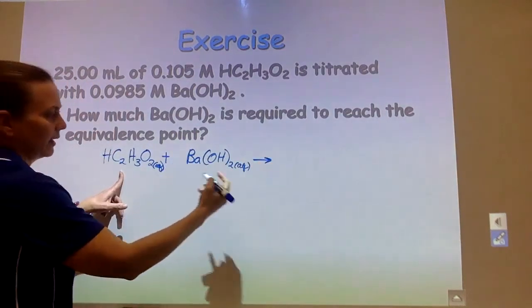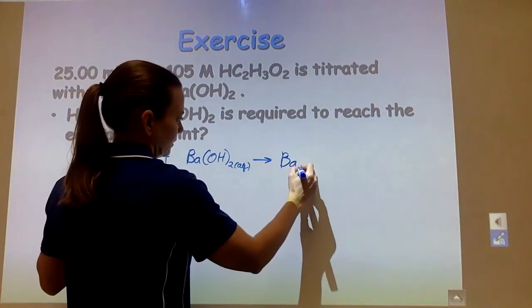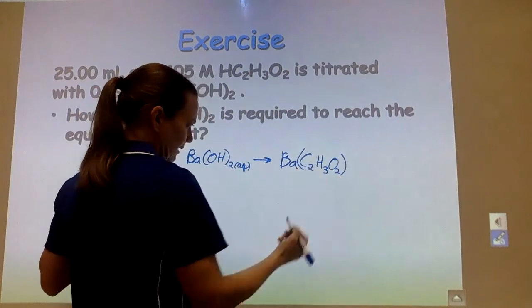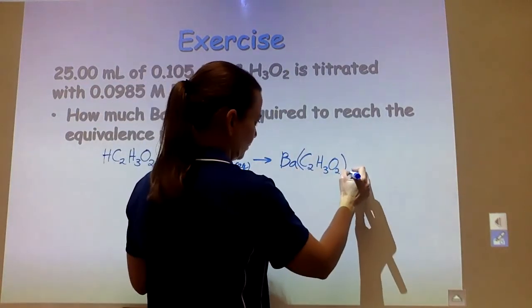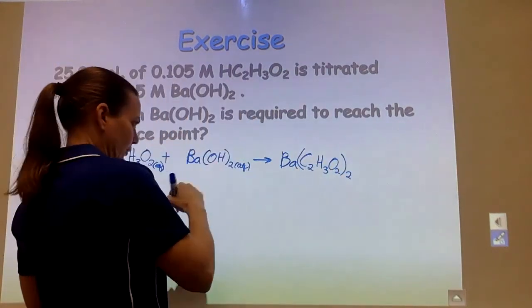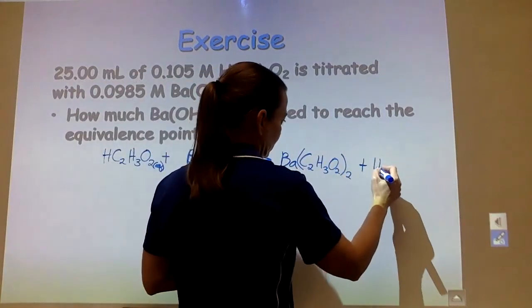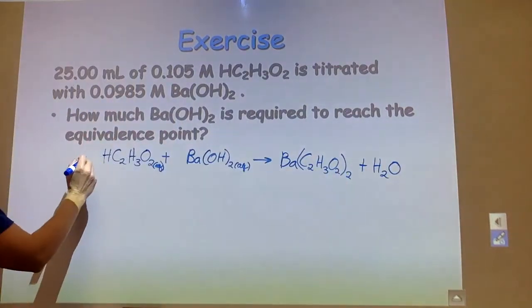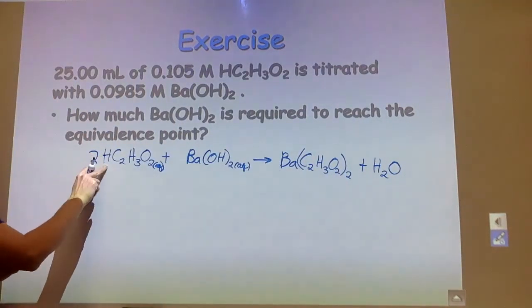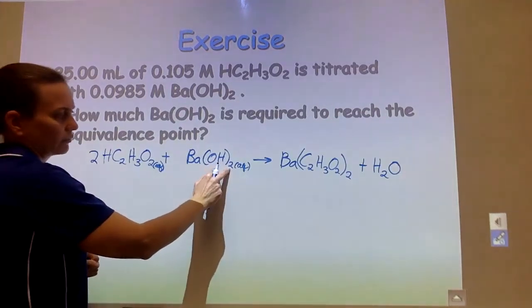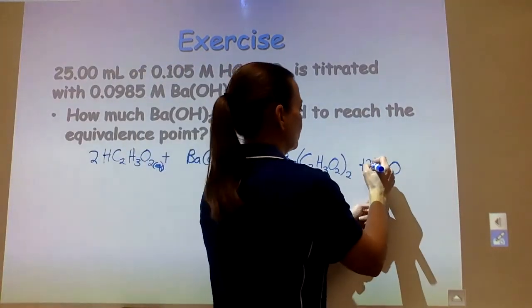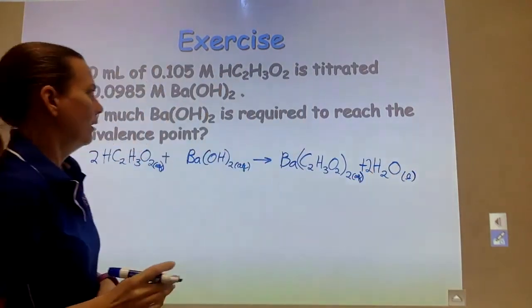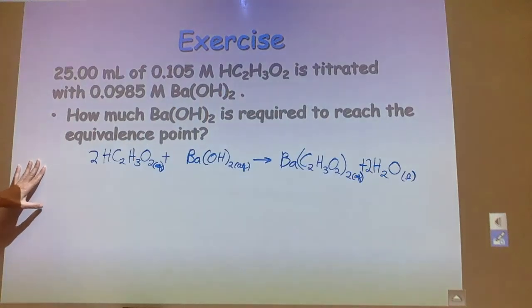I'm going to have barium acetate, that's my salt, Ba(C2H3O2), but since the acetate ion only has a -1 charge, I have to put a 2 here. I know that this is going to make water because this is an acid-base reaction. I can see that I need 2 acetate ions, so I'm going to go ahead and put the 2 here. That gives me 2 hydrogens and 2 hydroxides, which is going to give me 2 water. Okay, so we now have our balanced chemical equation.